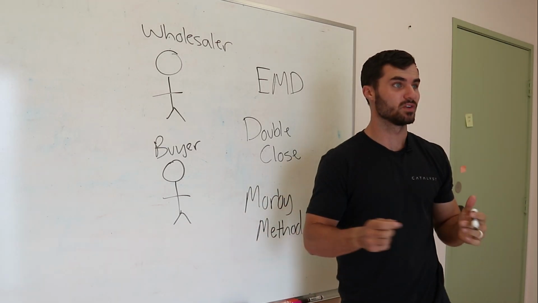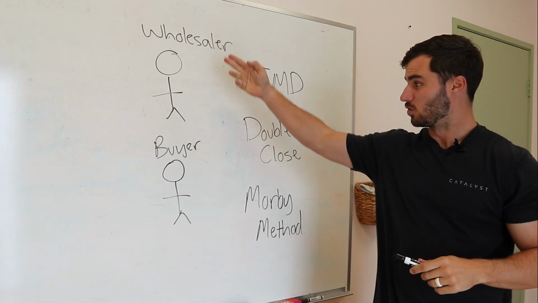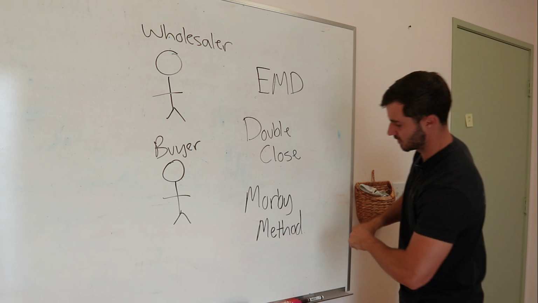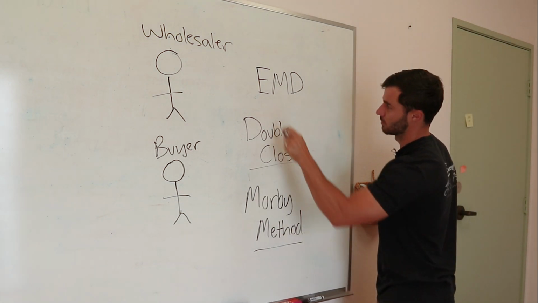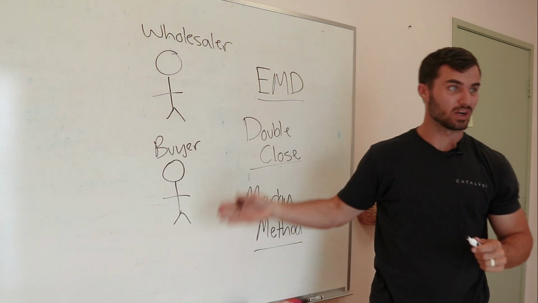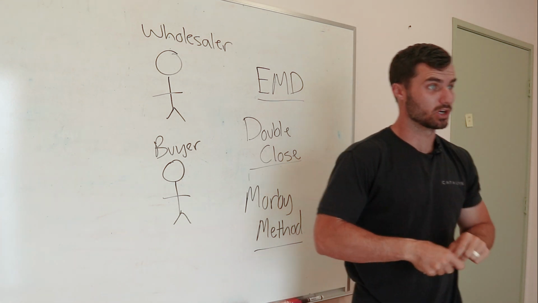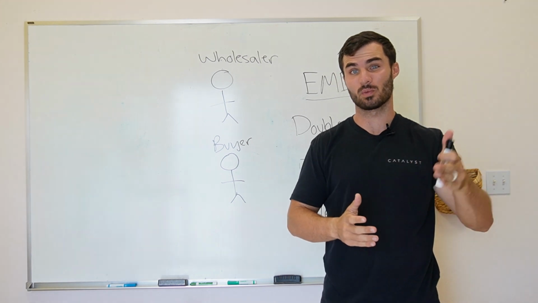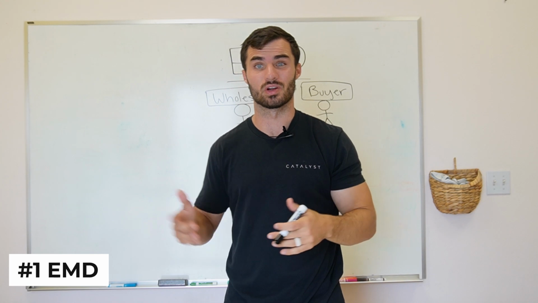Now the question for this video will be breaking down for you guys which of these types of investors works with these three types of deals, right? We've got the Morby method, the double close, and the EMD, and then we've got a wholesaler and a buyer to work on them. So let's start with each type of transaction and break down who you're going to be working with and in what situation.